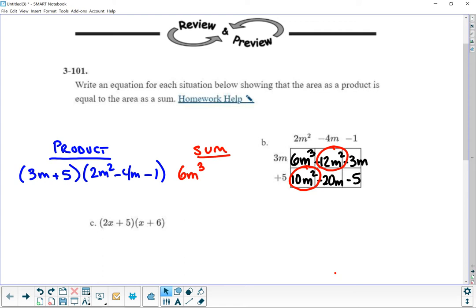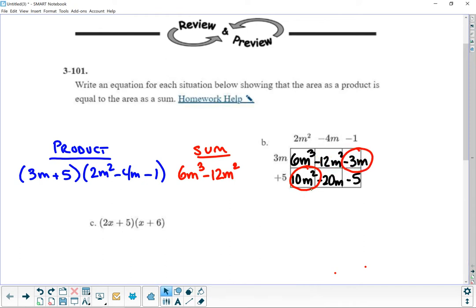Think about -12 plus a 10. They're different signs, so we're going to subtract them. 12 minus 10 is 2. And we keep the sign of the bigger number, which is the 12, which means we're going to keep the negative. So the answer is going to be negative 12, and those are both m squares. Up next, we have the m.